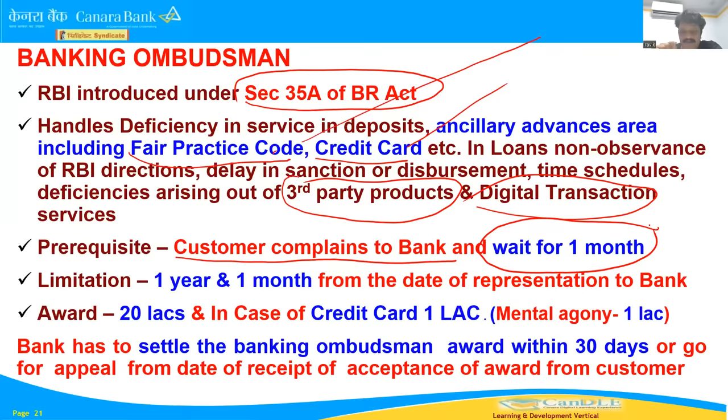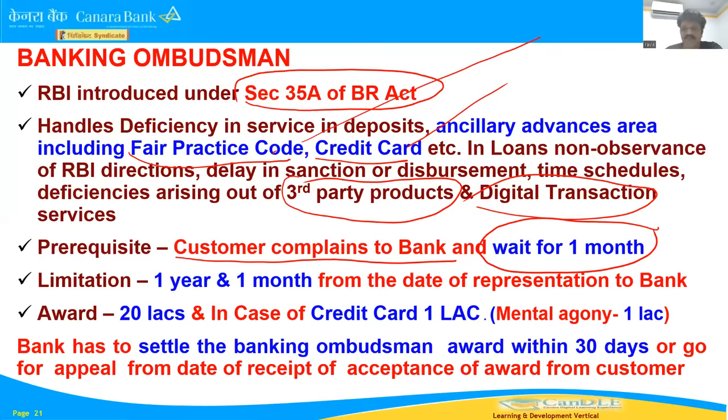This is not your memory, it is your concept. But numbers are not concept, sir. You will get confused, so you have to concentrate more on numbers. Concepts you have to remember when I am discussing the points. For example, the banking ombudsman comes under which section? Section 35A of the BR Act. They will give options like BR Act, RBI Act, and so on, and he gets confused. You should not get confused.